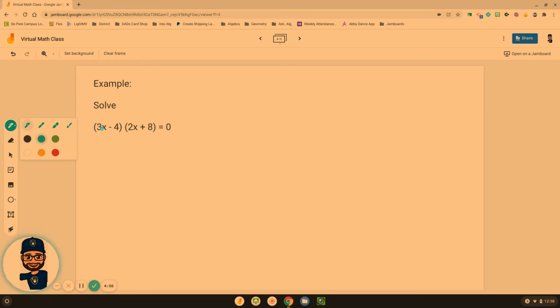Okay, so we've got two factors that are being multiplied. They both equal 0. So I'm going to set the first factor, 3x minus 4, equal to 0, and I'm going to solve that. Add 4 to both sides. 3x equals 4. Divide both sides by 3, and we get x equals 4/3. Leave it as an improper fraction. It's going to be a lot easier to work with.